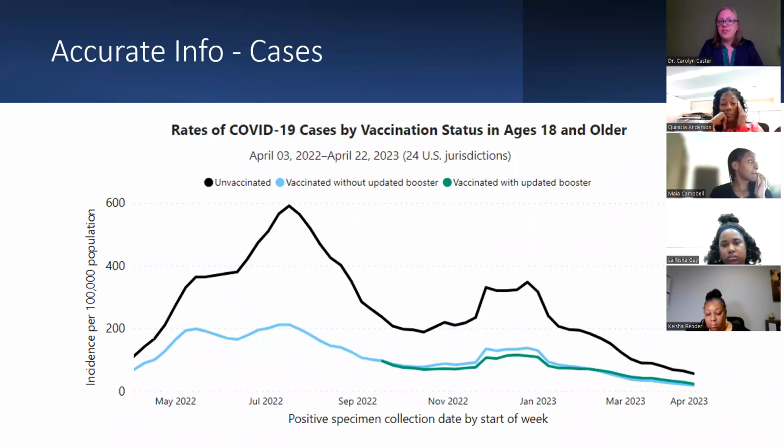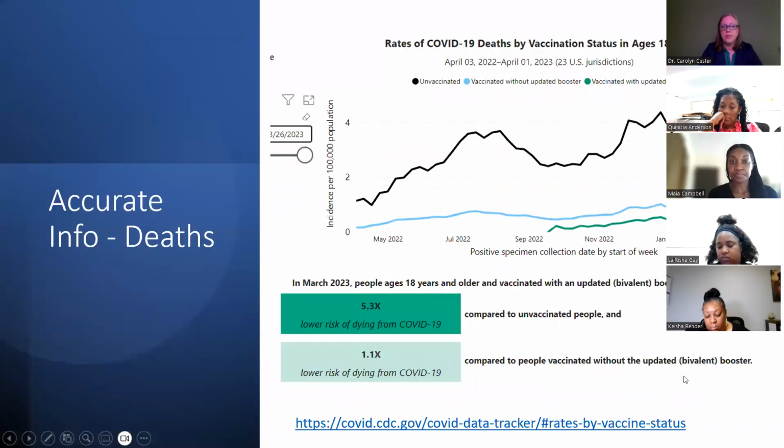So accurate information, this is the most recent information from the CDC website. And we can still see that if you're unvaccinated, you have a higher risk of contracting COVID-19, of course. So we're still able to see that difference. And the same thing with death by COVID-19. Compared to unvaccinated, vaccinated people have a 5.3 times less likely risk to die from COVID. And this is the data since May 2022, so the past year, you can see.